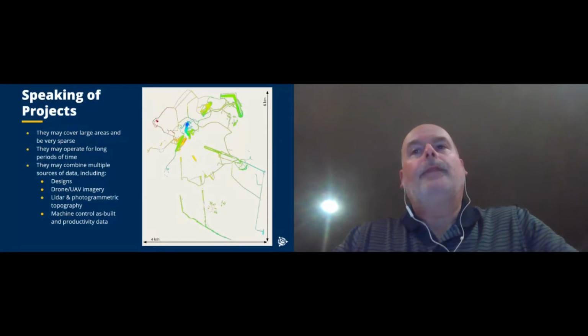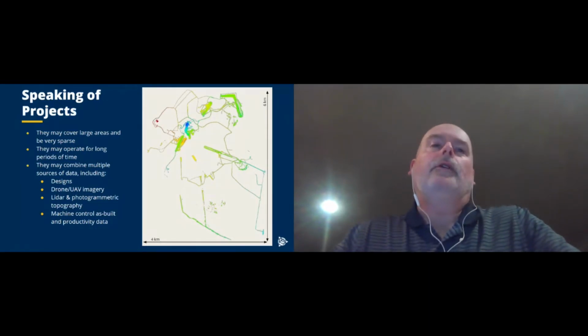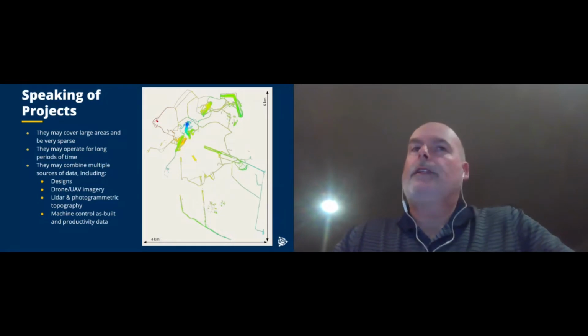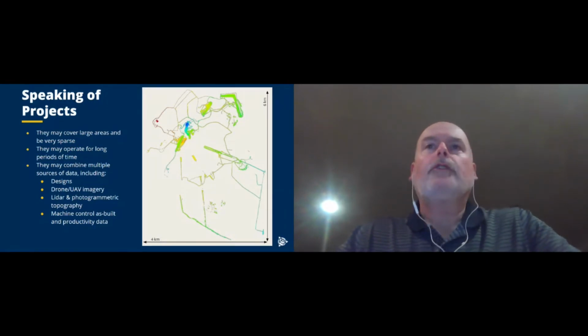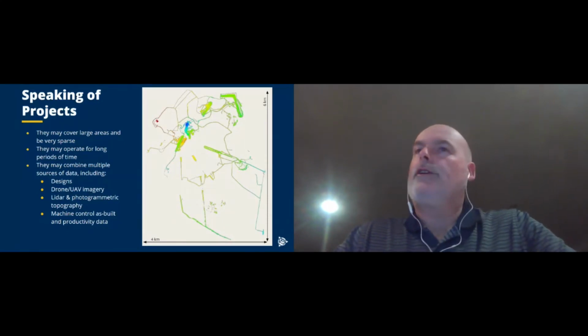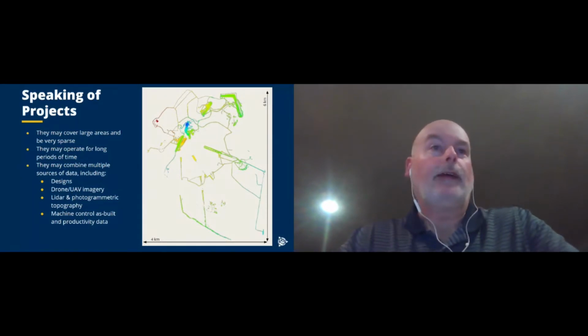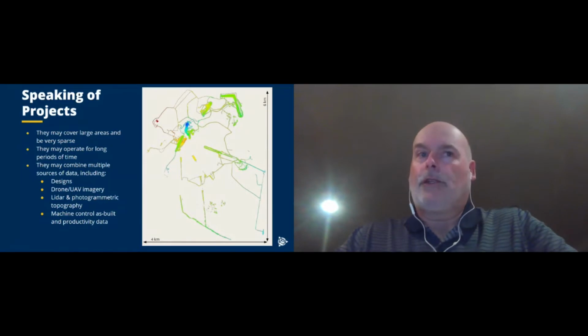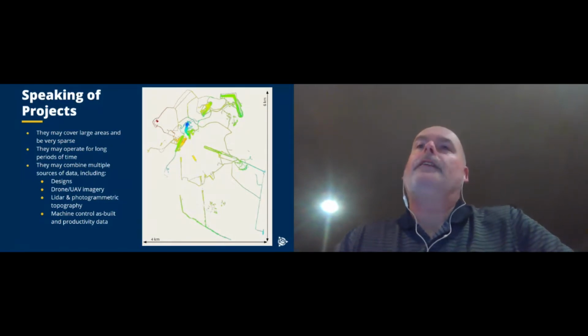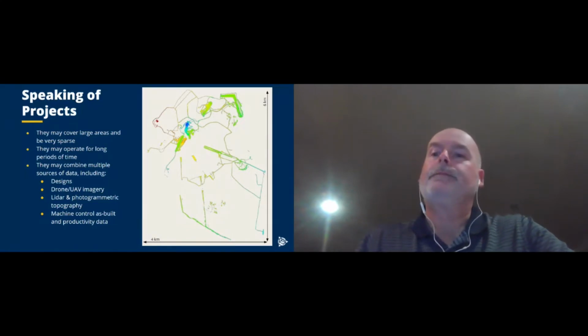And apart from that, they combine many disparate sources of data, and that can include final designs. These are the things being built. Imagery that's been collected by drones or unmanned autonomous vehicles. Various different topography sources such as LiDAR or photogrammetry or traditional survey processes. And then also the data that's been collected by the machine control systems and repatriated back to those backends in terms of what we call as-built and productivity data.